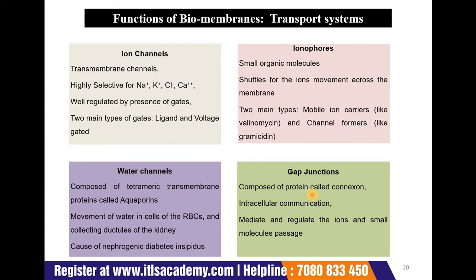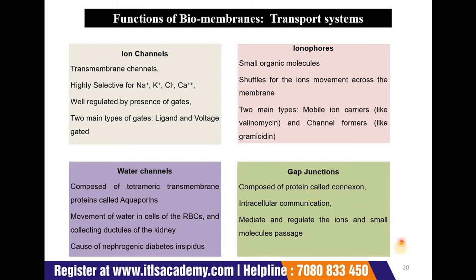Now we have water channels. Water channels are composed of tetrameric transmembrane proteins called aquaporins. They move water in the cells of RBCs and collecting ducts of the kidney. These are their functions. A defect in water channels is actually a cause of many cases of nephrogenic diabetes insipidus.